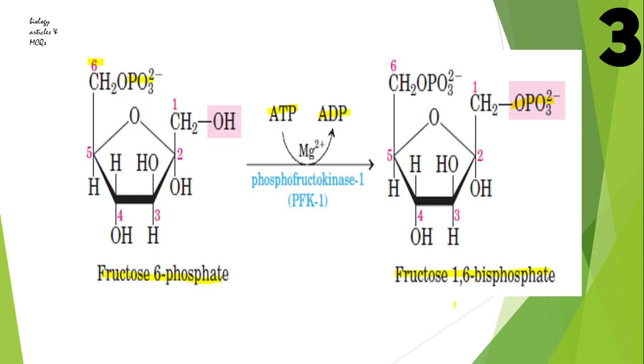1,6-bisphosphate. Means now this molecule has two phosphate groups, bisphosphate means 2 phosphate groups, one attaching to its carbon number 1 and the second is attaching to its carbon number 6. So naming this molecule as fructose 1,6-bisphosphate. The other whole structure is the same as the fructose 6-phosphate, and this step is carried out by the enzyme phosphofructokinase 1, that is also called as PFK1.